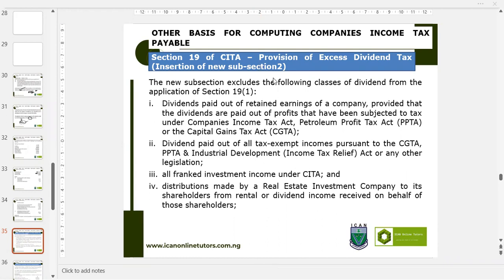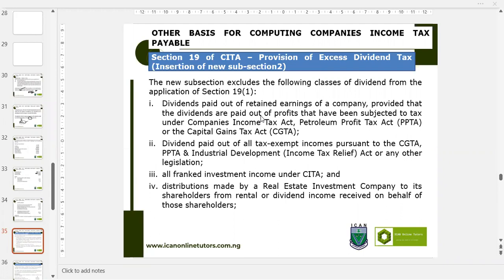Okay. Thank you. So the subsection, I said section 19 is on turnover, but in line with the provision of the Finance Act of 2019, this amendment to the CETA now excludes the following classes of dividend from the application of section 19 subsection 1. So what subsection 2 is saying is that before, we didn't have this subsection 2. It is a new insertion to the existing tax law.